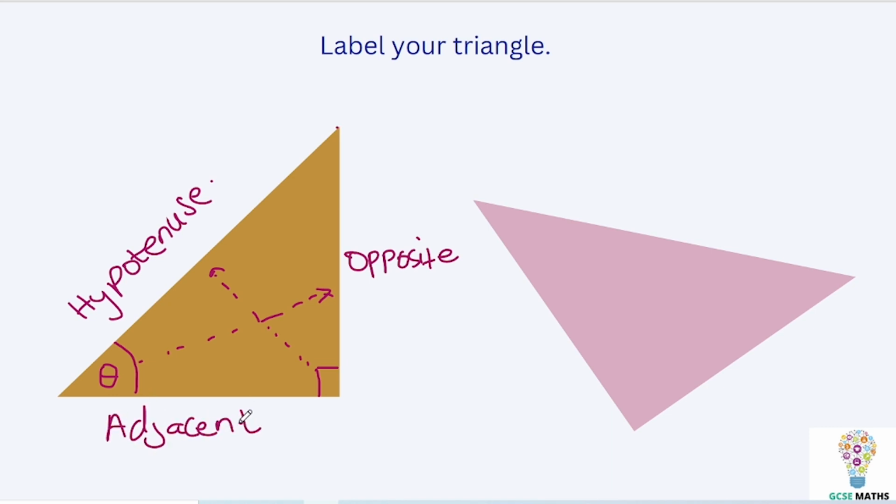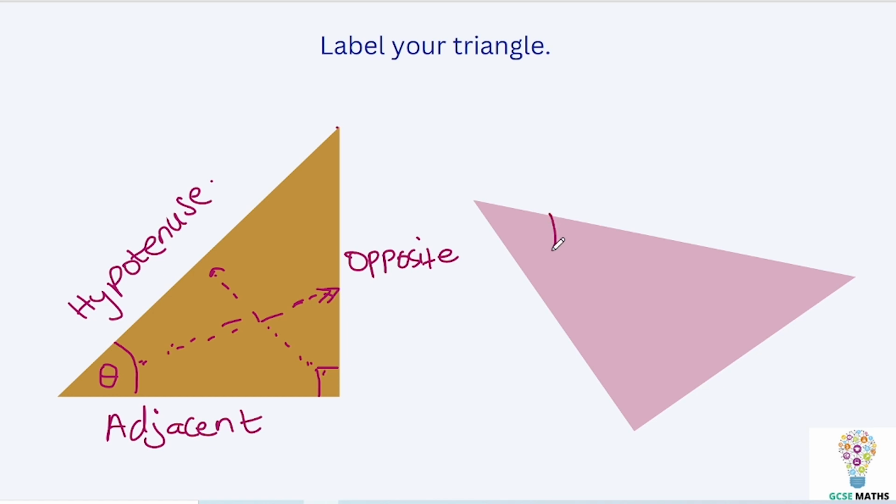So as I said to you, you first need to identify your angle. Once you've identified your angle, anything that is opposite to that angle, that side is called the opposite. Anything that's opposite to the right angle is called the hypotenuse. And then the final one is called adjacent.